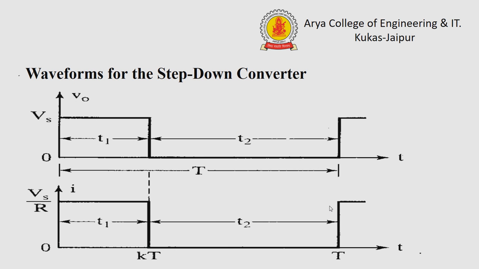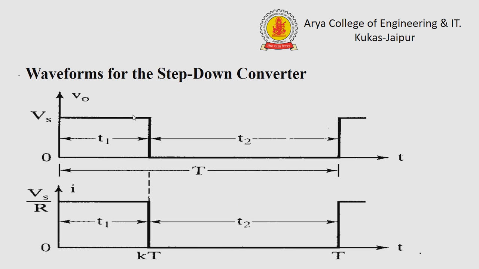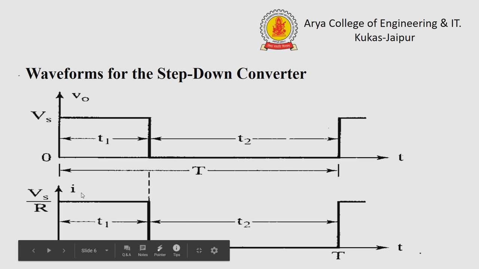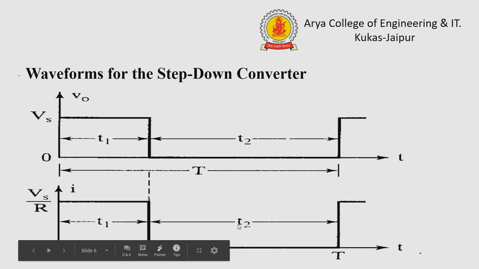Waveform for the step down chopper. When the switch is on for time T1, then the waveform for input source is that, and at T2 time the switch is off, then the voltage is 0, and the cycle repeats. For current waveform at time T1, the current flows in the circuit, and at T2 time the current is also 0, and after that the cycle repeats.